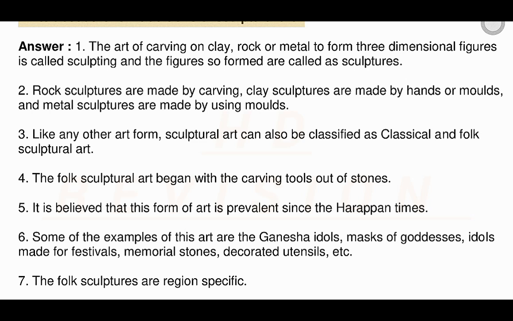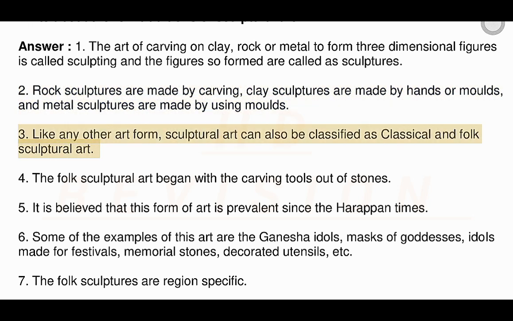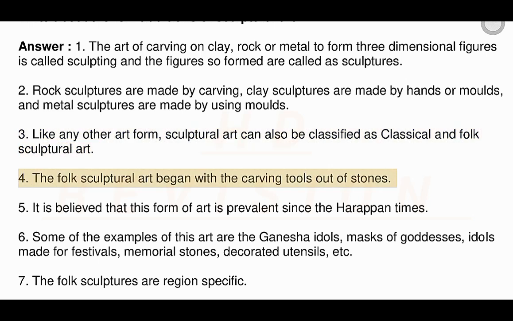Q4. Answer the following questions in 25 to 30 words. Write about the folk traditions of sculptural art. Answer. 1. The art of carving on clay, rock or metal to form three-dimensional figures is called sculpting, and the figures so formed are called sculptures. 2. Rock sculptures are made by carving, clay sculptures are made by hands or molds, and metal sculptures are made by using molds. 3. Like any other art form, sculptural art can also be classified as classical and folk sculptural art.